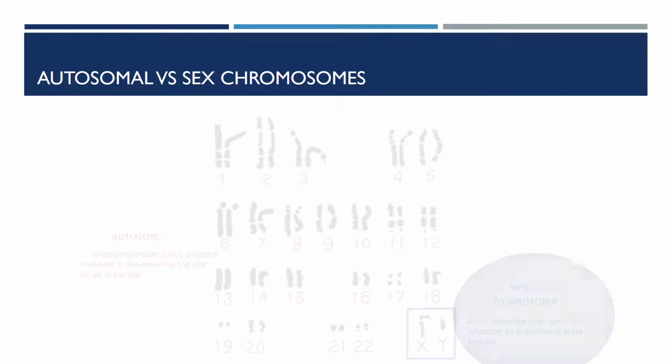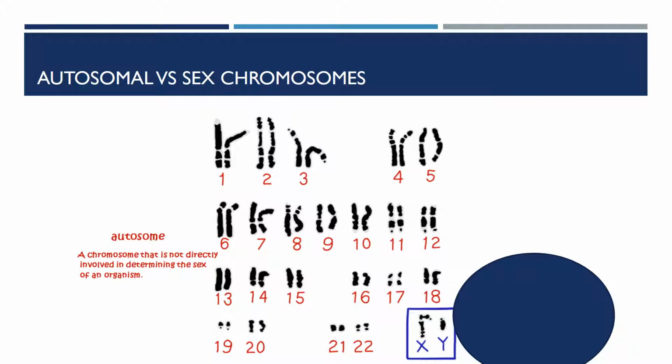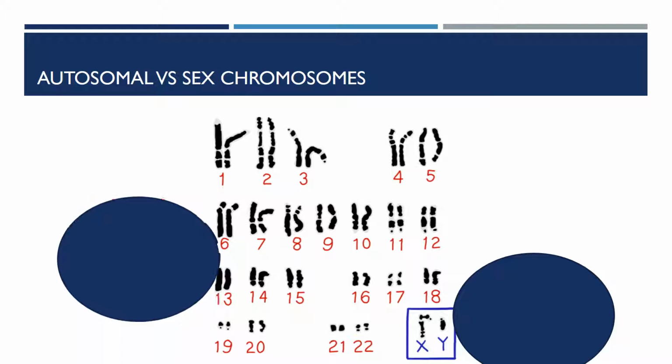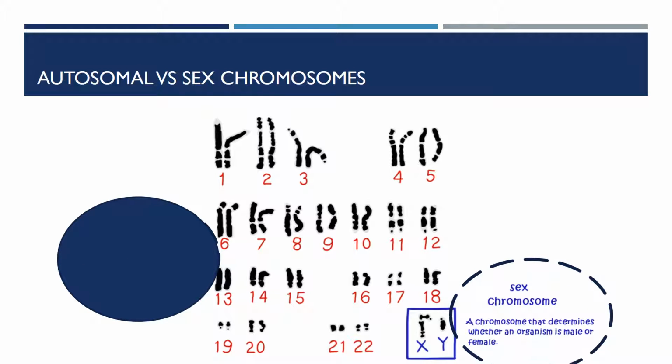So we're just going to go through autosomal and sex chromosomes. So autosome is a chromosome that is not directly involved in determining the sex of an organism. So we've got 22 here. And then we've got the sex chromosomes, which is a chromosome that determines whether an organism is male or female. So as you can see here, we have a male. If it was XX, it would be a female.